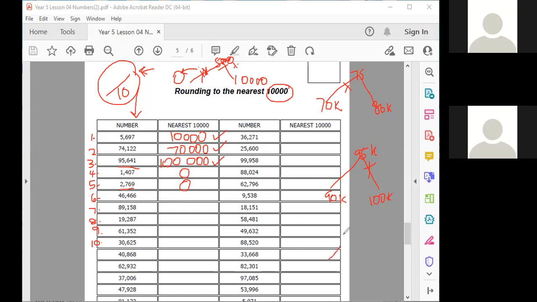46,000, blah, blah, blah. So one would be 40,000 and the other one would be 50,000. The K represents the 1,000, just to save time in writing. So 46,000 is somewhere here. So I'm going to go to 50,000.